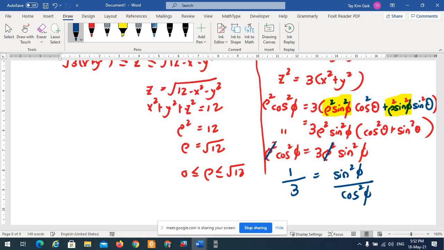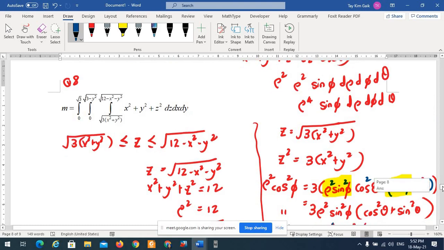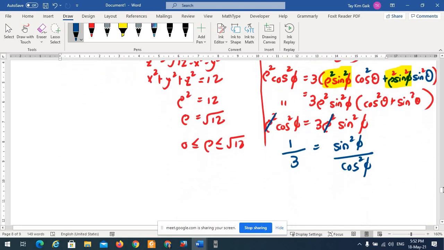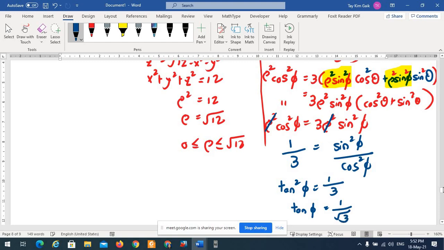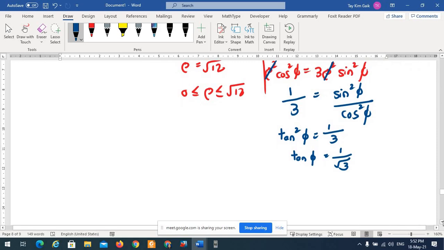If the coefficient for the cone here is 1, when you solve, you get phi is pi over 4 because you get 1 here. So now you have tangent squared phi is 1 over 3. Taking the square root, you have tan phi is 1 divided by root 3. So now find the phi here.